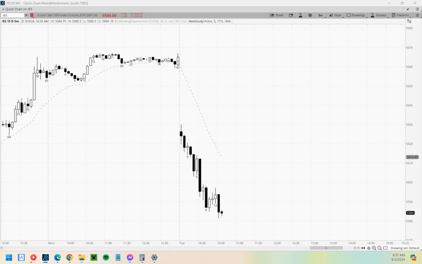So yes, we do have the moving average. It's moving. A lot of bear trend days, the moving average will move down in this sort of way where it's consistent and just going lower. But for me, I'm not really willing to do anything.